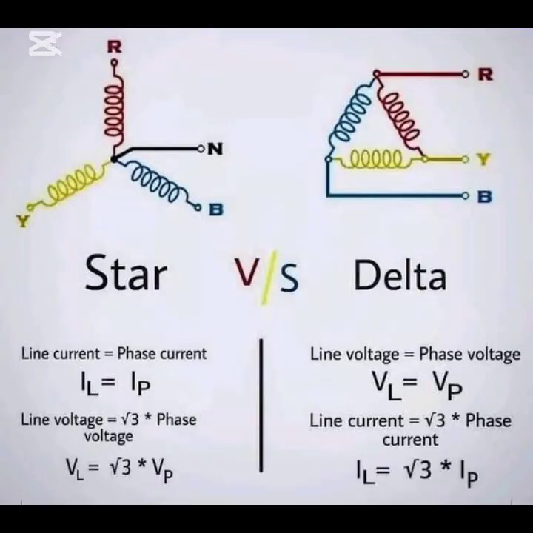2. Voltage in each winding. In delta winding, line voltage is equal to phase voltage. But in star winding, line voltage is square root 3 times the phase voltage. 3. Current in each winding. In delta configuration, line current is square root 3 times the phase current. But in star configuration, line current is equal to phase current.